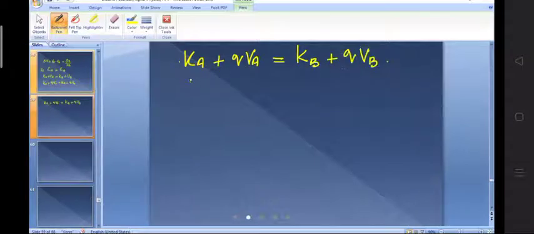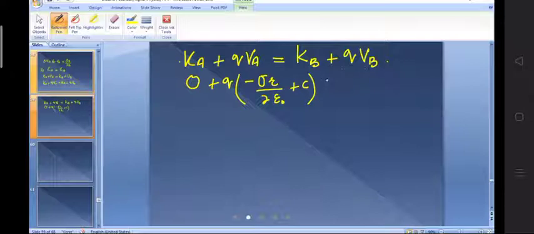Now this is equal to 0 because the charged particle starts from rest. This here equal to Q multiplied by potential at A is how much? That's equal to minus sigma into R divided by 2 epsilon naught plus constant of integration. You can avoid this constant of integration because anyway that is going to cancel. Then here kinetic energy at the point B will be obviously equal to 1 by 2 m into v square. We are supposed to calculate this v here.